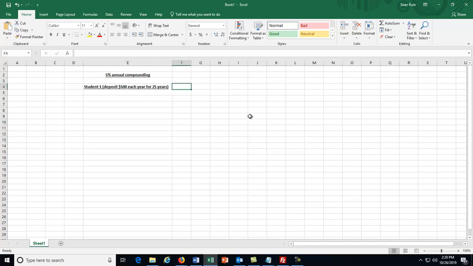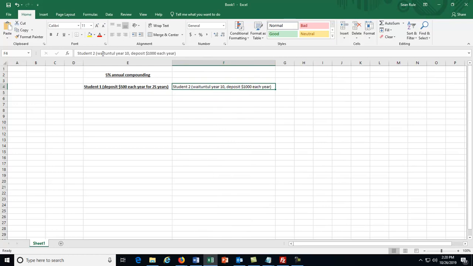Student 2, which is the one you're going to do, I'm just going to write it down here for reference. They are going to wait until year 10, and then they're going to deposit 1,000 bucks each year. So they're not going to start as early as student 1. Student 1 is going to put 500 bucks in 25 times, and student 2 is going to put 1,000 bucks in 15 times. We'll see how that works out here in a second.